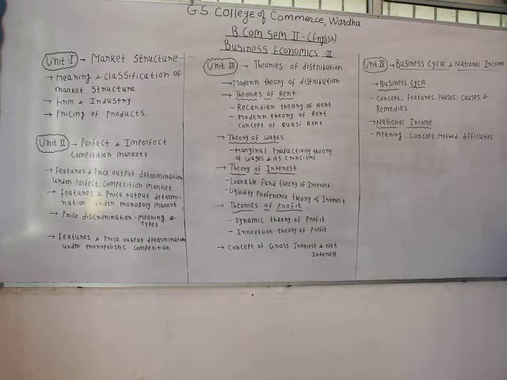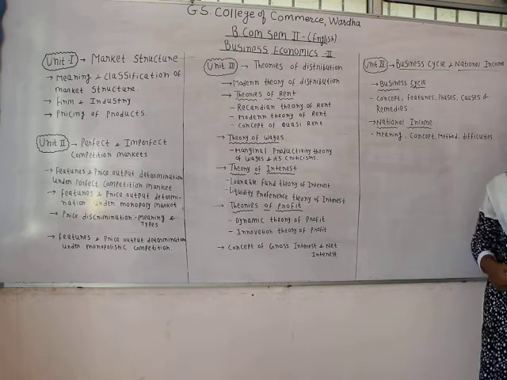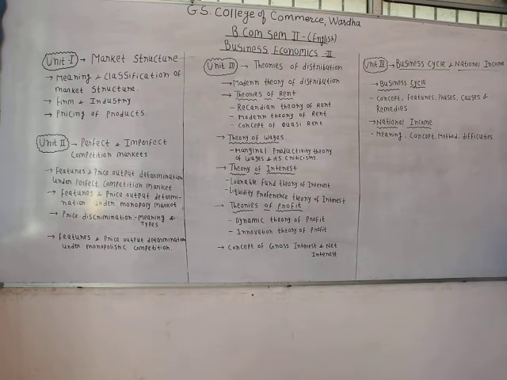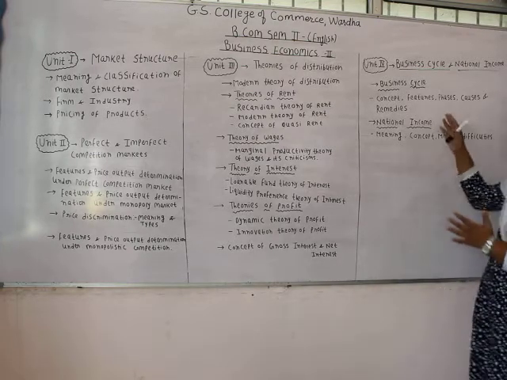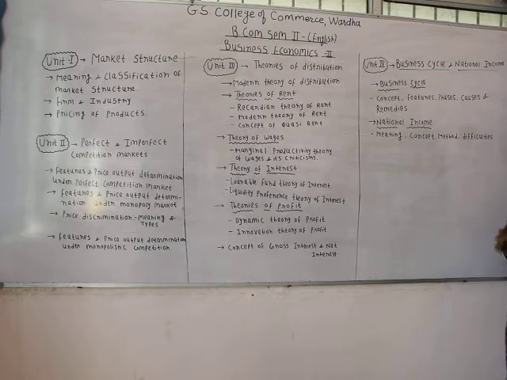So under the first chapter, that is business cycle, we would see the concept of business cycle, features of business cycle, the different phases of business cycle, then the causes and remedies of business cycle. And here this chapter, that is business cycle, would end.